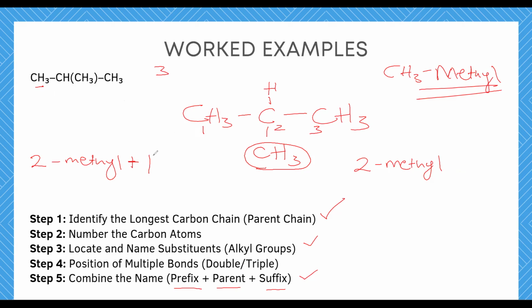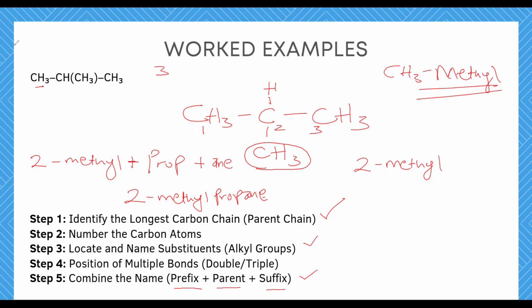So we use PROP, prop, and then plus the suffix. It belongs to the alkane family, so we use the suffix ANE. So when we combine everything together, we end up with the name 2-methylpropane. Are you all with me? Beautiful. So that's how we name these compounds.